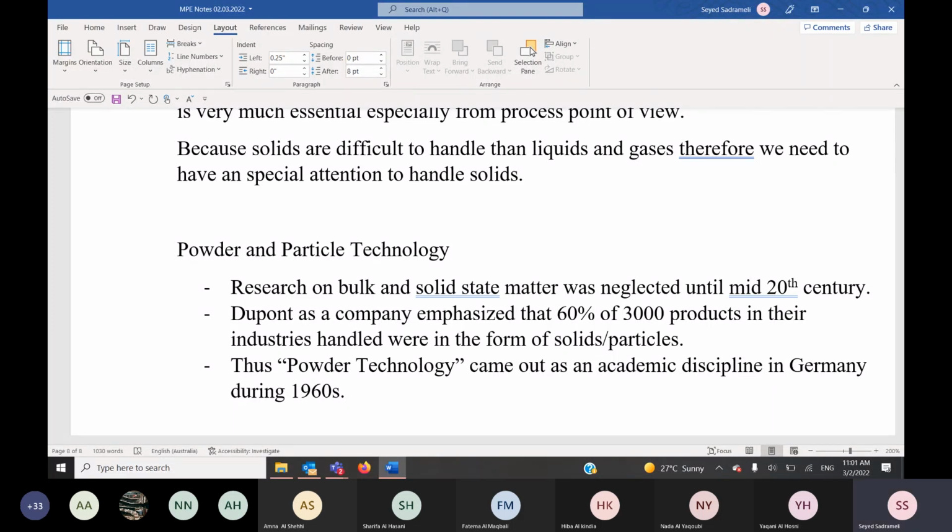Later, other countries like USA, Japan, Australia also started similar academic disciplines. But Germany was the first who adopted this course in the curriculum.